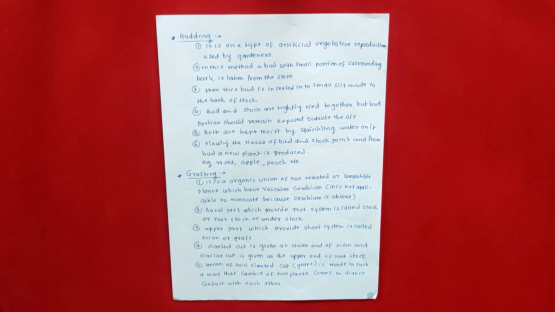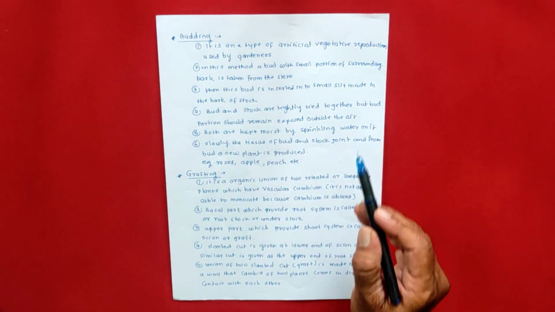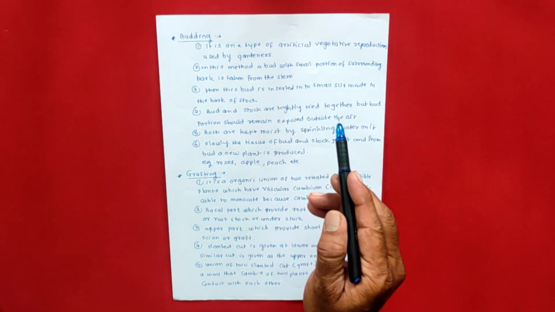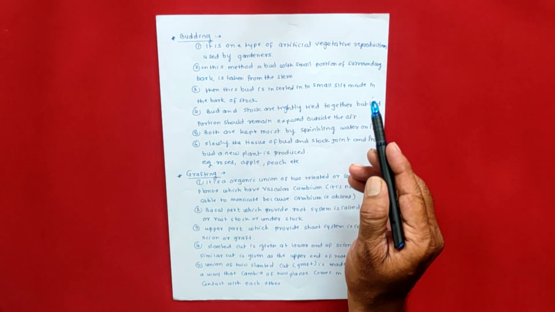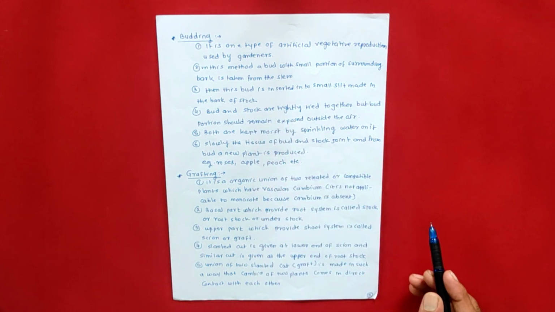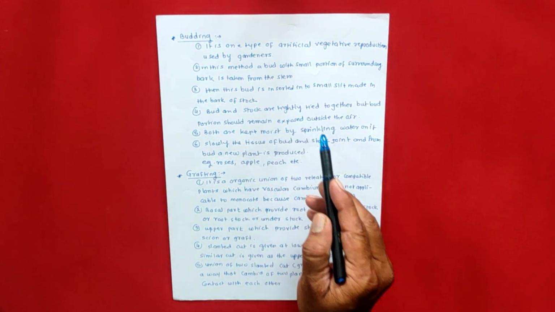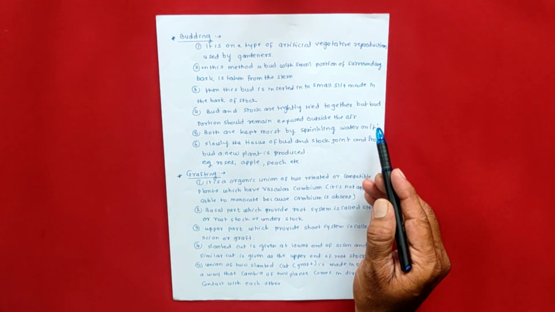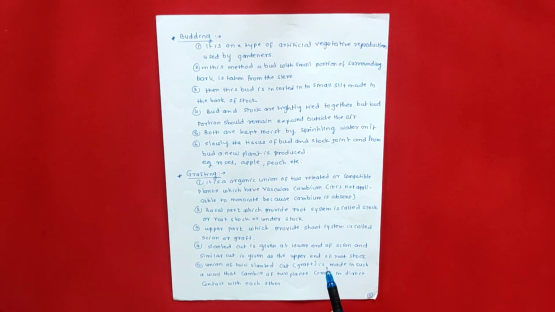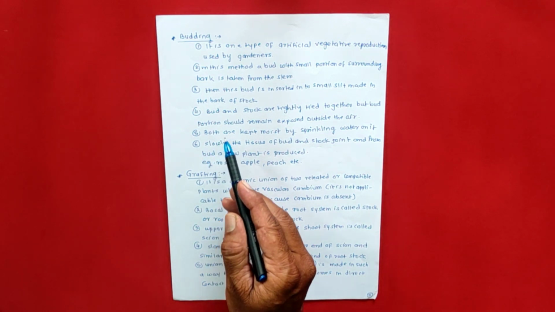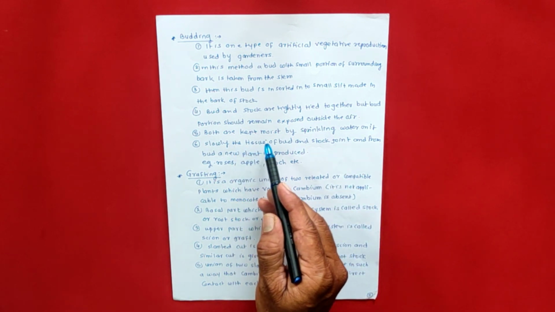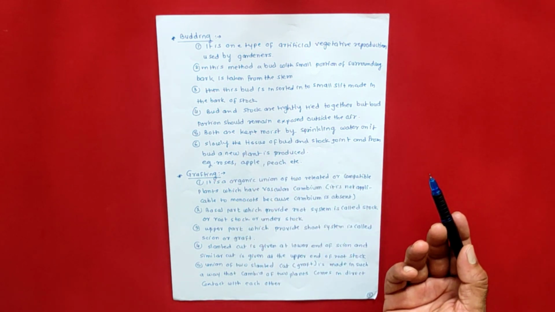Next one is budding. After cutting, the budding method is done. Budding is one type of artificial vegetative reproduction used by gardeners. In this method, a bud with a small portion of surrounding bark is taken from the stem. Then this bud is inserted into a small slit made in the bark of the stock. Then the bud and stock are tightly tied together, but the bud portion should remain exposed to the air.